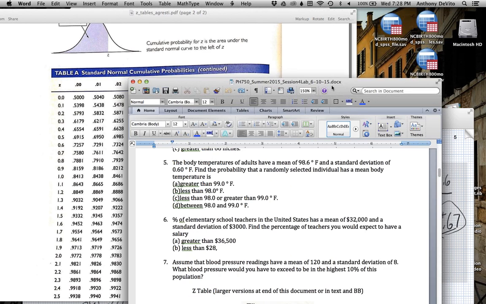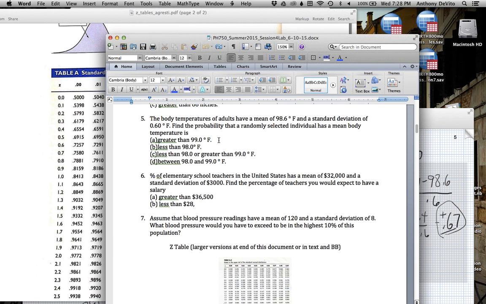Okay, so what percentage is greater than 99? Is it the 0.75? No, that's to the left. We want to know what's to the right. So it's actually 0.25 or 25%, or really 25.14% or 0.2514. Whatever was the difference from 100% would be the percentage of people that we would expect to have a temperature above 99 degrees.